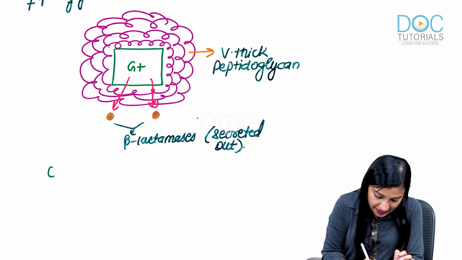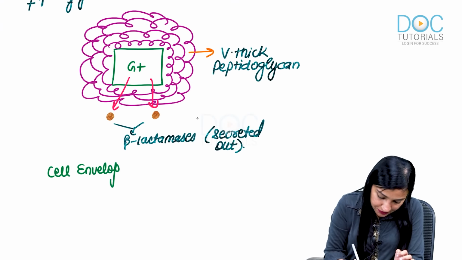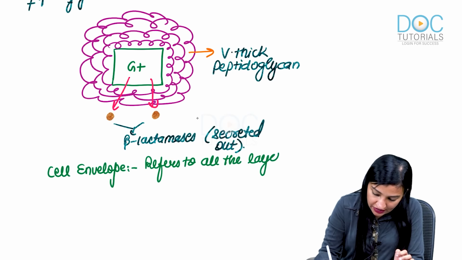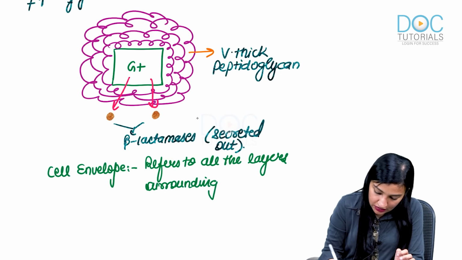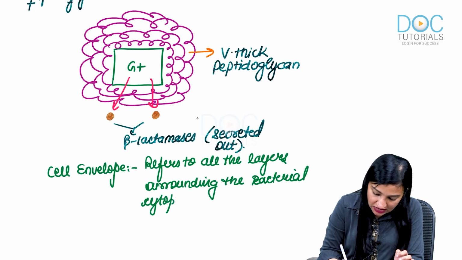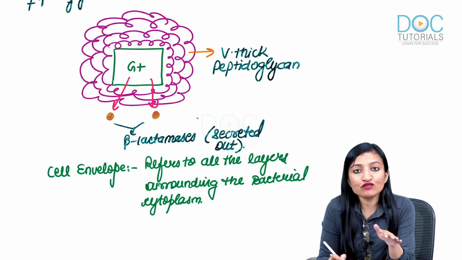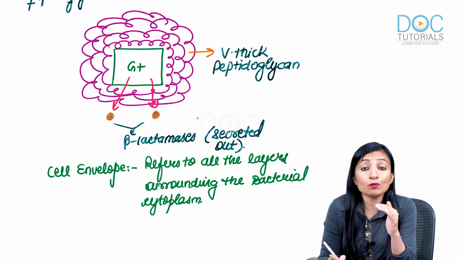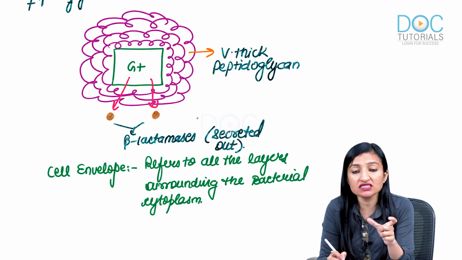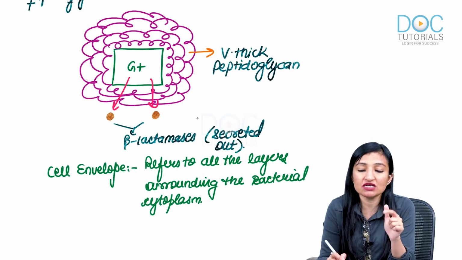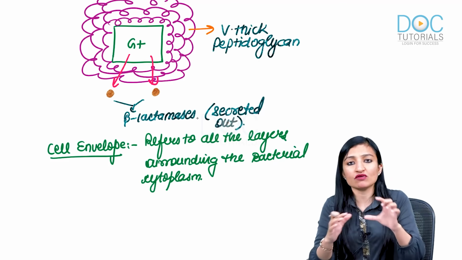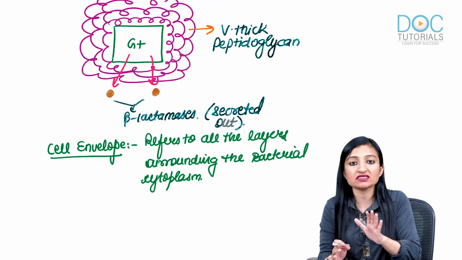Now there is a term called cell envelope. What does it refer to? It refers to all the layers surrounding the bacterial cytoplasm. Right from the inner membrane or the cell membrane to the peptidoglycan, whether it is thin in G minus or very thick in G plus, and also the outer membrane, which is there in G minus and absent in G plus. So the cell envelope is whatever layers are present around the cytoplasm in a bacterial cell.